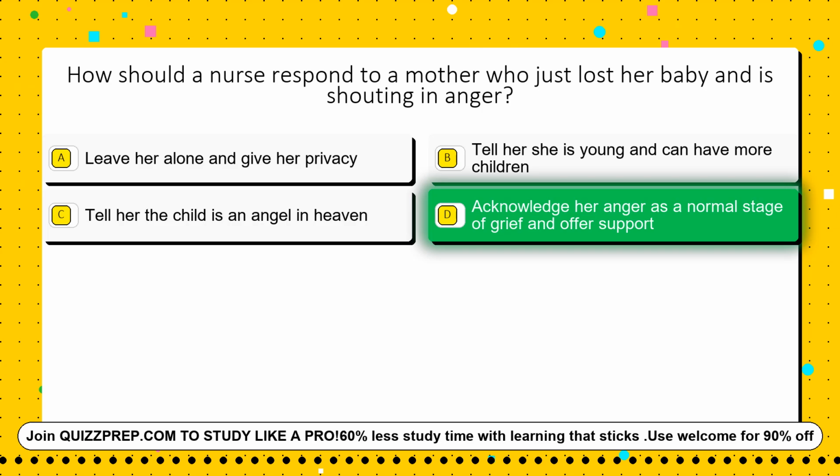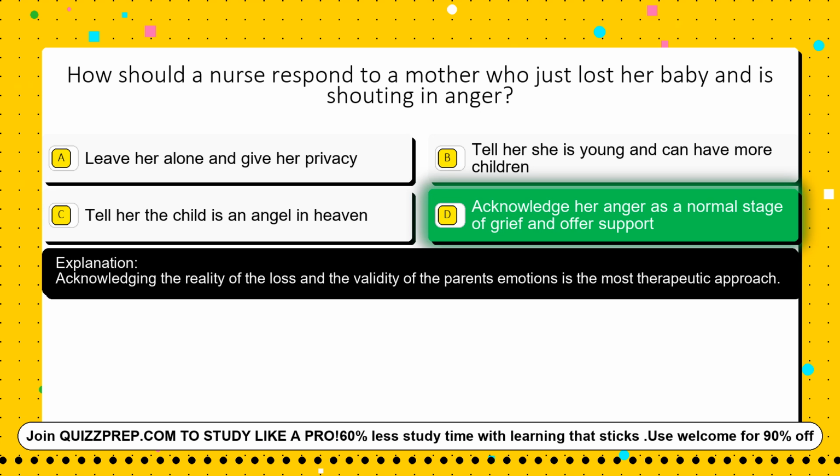The correct answer is option D. Acknowledge her anger as a normal stage of grief and offer support. Acknowledging the reality of the loss and the validity of the parent's emotions is the most therapeutic approach.